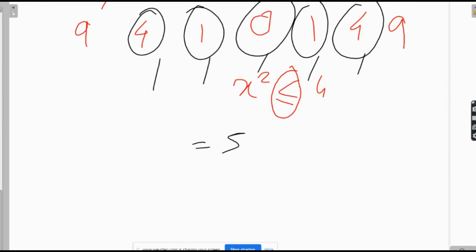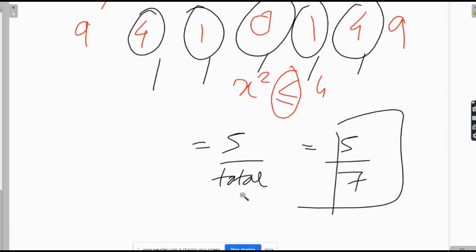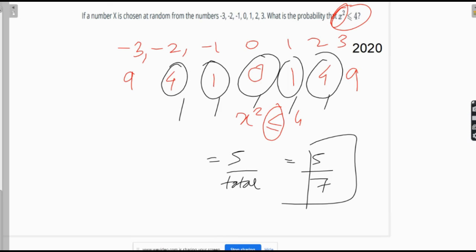Correct? But what he has asked me to find is probability. Now always in probability, in the denominator you have to write the total. So 5 upon, how much is the total? 1, 2, 3, 4, 5, 6, 7. So your probability is 5 upon 7. Very simple question. Okay, probability only one question has come.